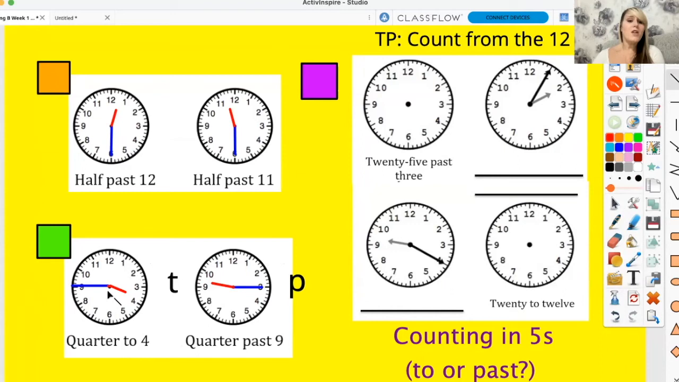Okay, and do make sure your minute hand and hour hand are considerably different in size. We need to be able to see which hand is which.